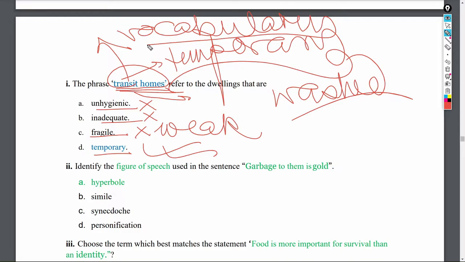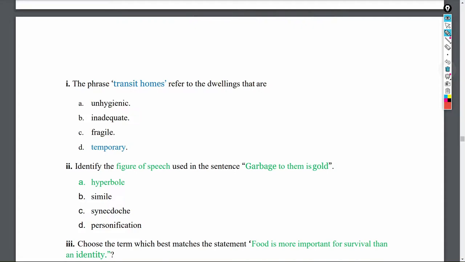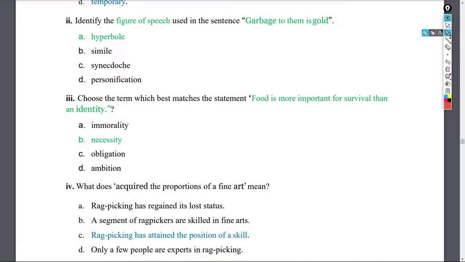और उसको बार बार देखना पड़ेगा, नहीं तो आपका मार्क छूट जाएगा, आपका बहुत बड़ा नुकसान होगा। Now let us see the next question. देखिए, आप गौर से देखिएगा, question number next: Identify the figure of speech.